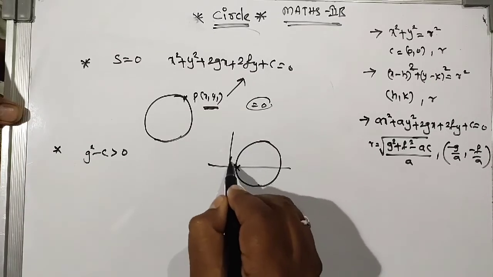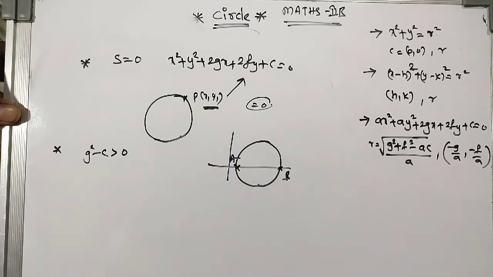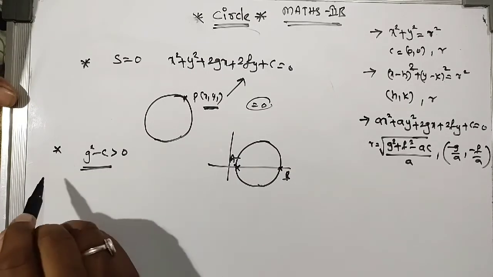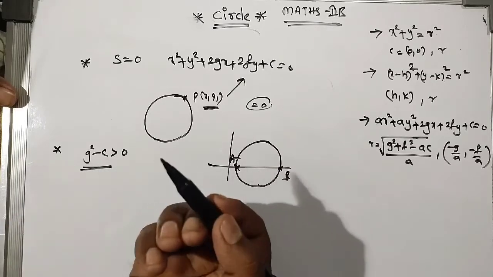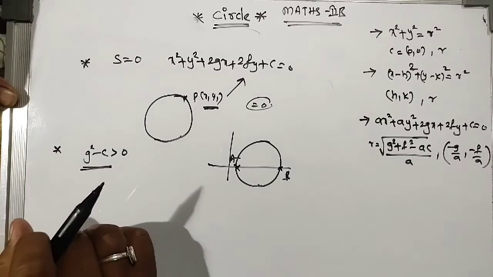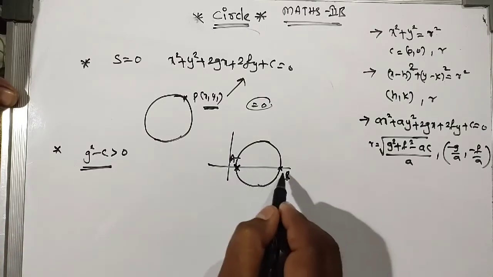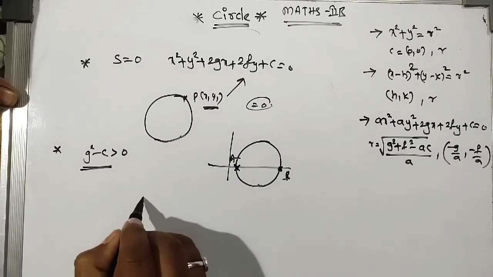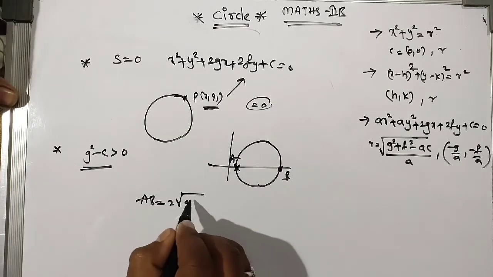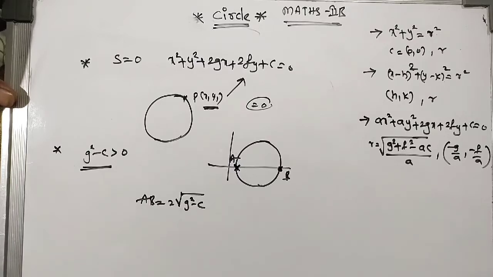This is called the x-intercept. AB is the x-intercept. When g square minus c is greater than 0, the circle will form an intercept on the x-axis, and the length of the intercept AB is equal to 2 into root of g square minus c.